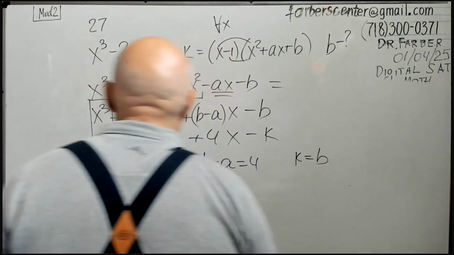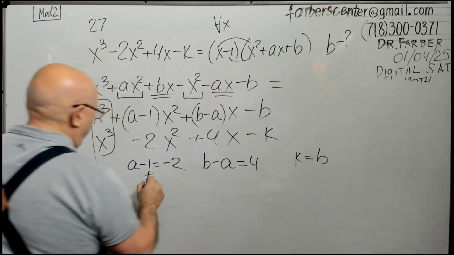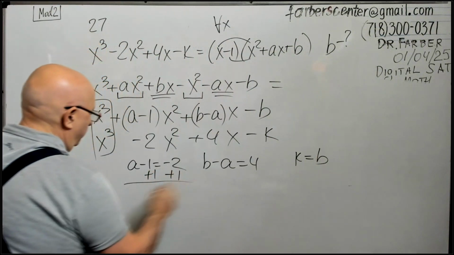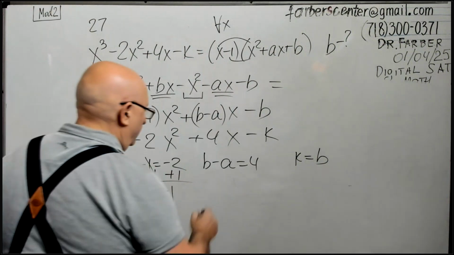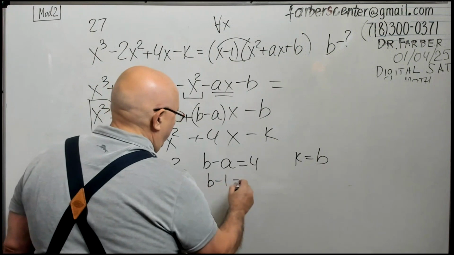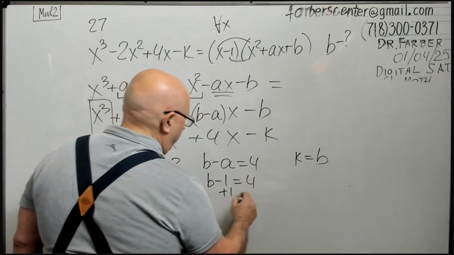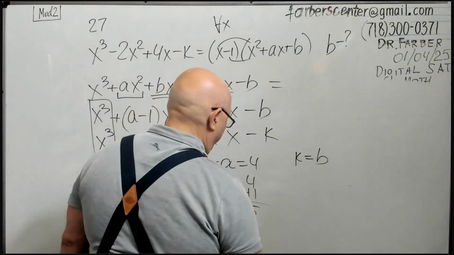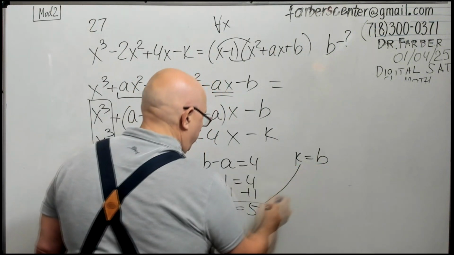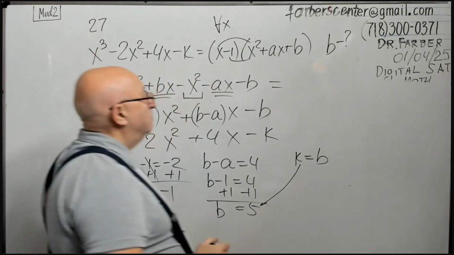Okay. So plus 1 and plus 1. a equals negative 1. b minus 1 equals 4. Plus 1 and plus 1. b equals 5. And k equals b equals 5.